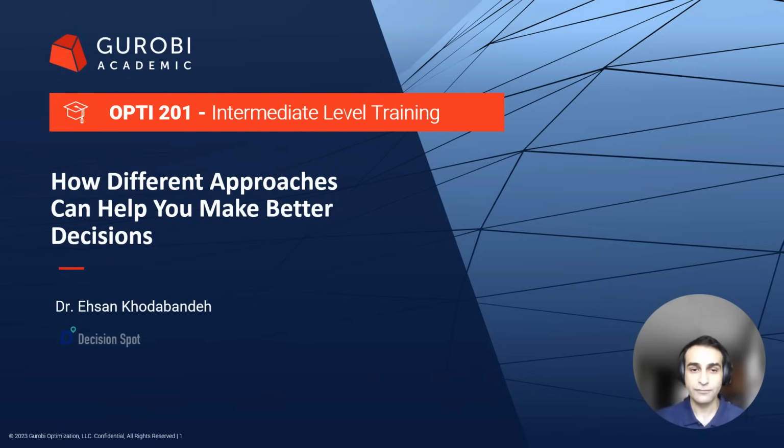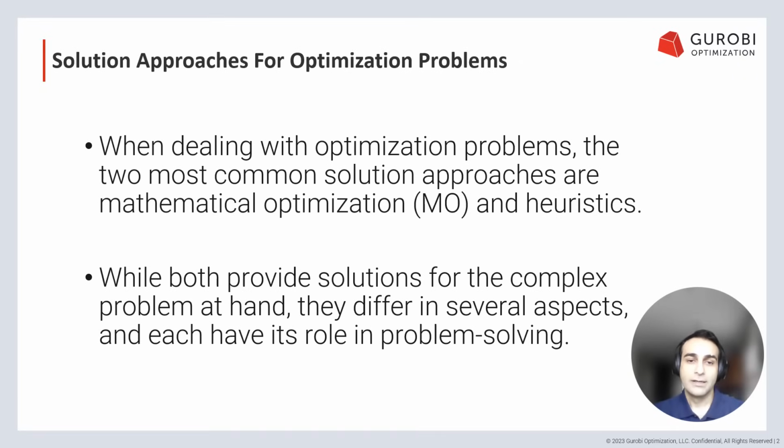We will explore different solution approaches in optimization problems and how they can be used in decision making. When dealing with optimization problems, the two most common solution approaches are mathematical optimization, or MO for short, and heuristics. MO provides optimal solution, while broadly speaking, heuristics are designed to provide solutions fast for a specific problem with no guarantee on the quality or proof of optimality.